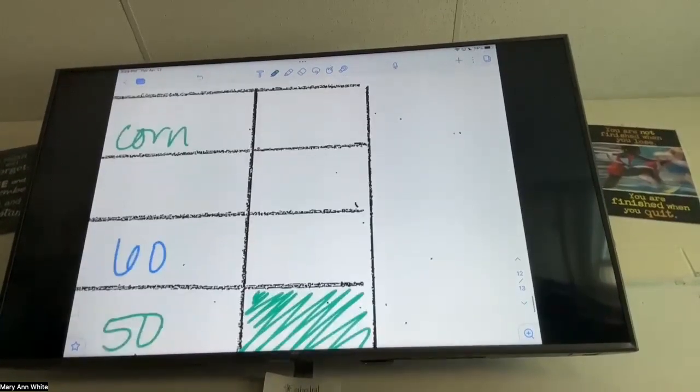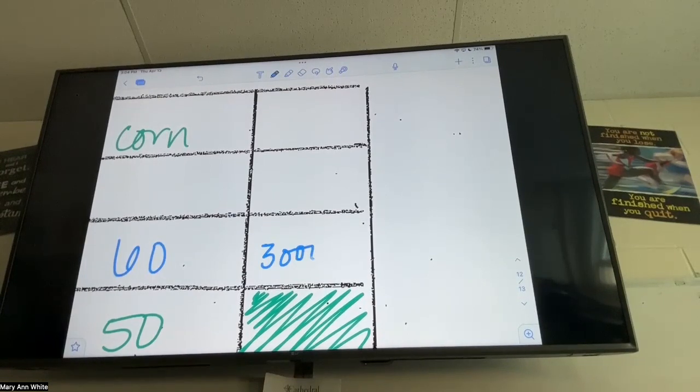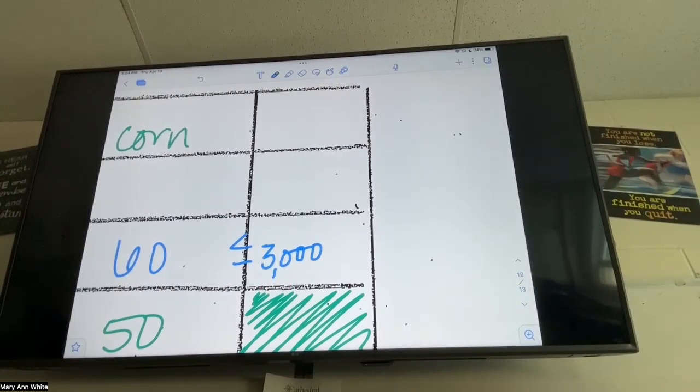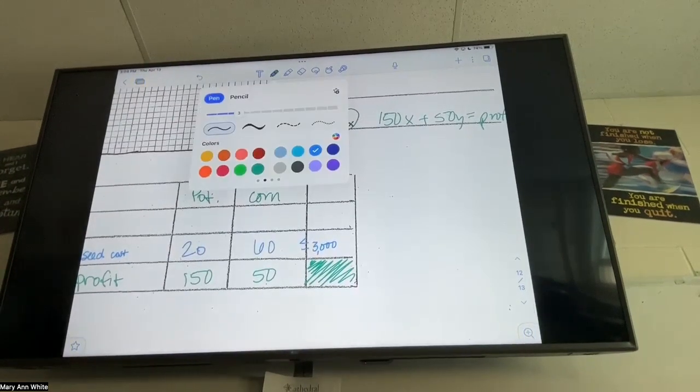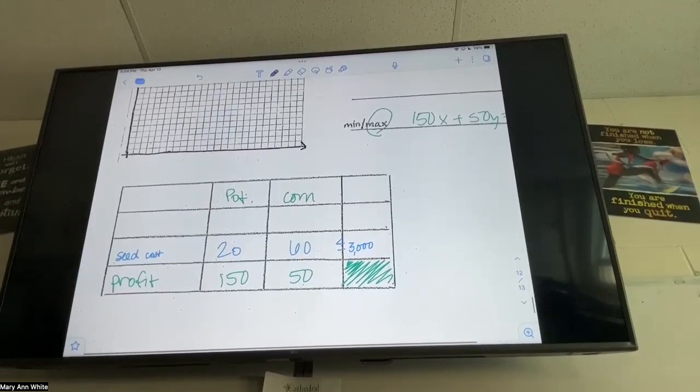And then how much total money can I spend on seeds? 3,000, good. Can I spend more or can I spend less? Less. I do not want to spend more than that. So instead of having that greater than or equal to sign, we're going to do less than or equal to this time, because we cannot go more than 3,000. We can go to 3,000, we cannot go past it. All right, any ideas on what that last category will be?